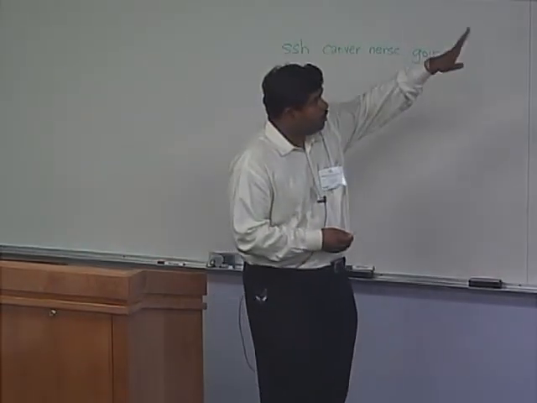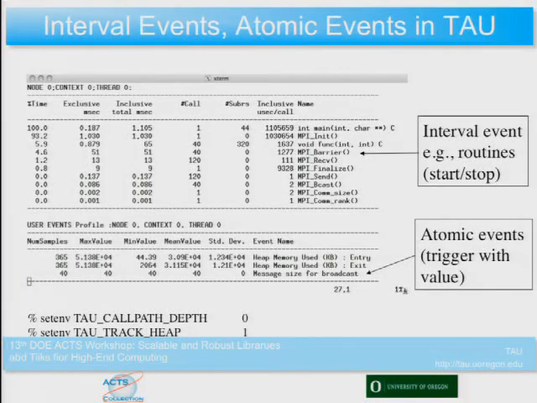So here is a simple display which shows you the interval events with the start and stop timers, and you can see the total time in MPI barrier over all 40 calls was 51 milliseconds. That is the interval event. It shows you the duration. There is a whole column here which shows exclusive time spent in milliseconds and inclusive time across all the invocations. And then I also have an atomic event that shows you the extent of variation. It says here is the minimum value for the heap memory used at the entry, and here is the maximum value.